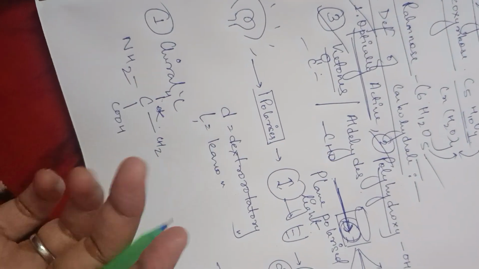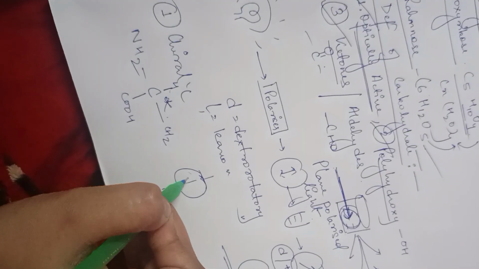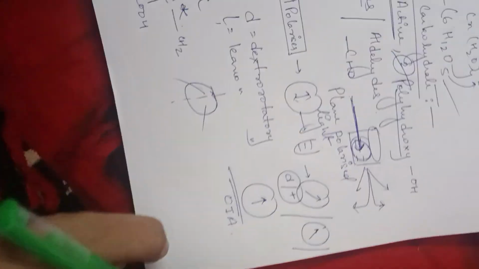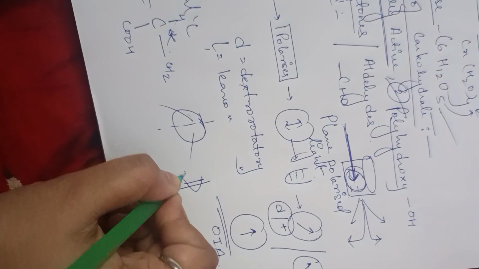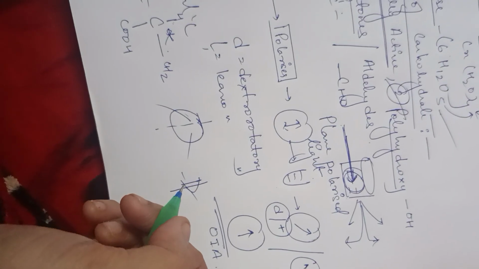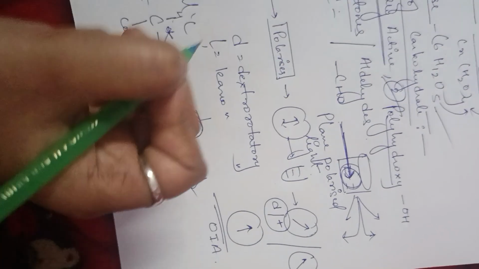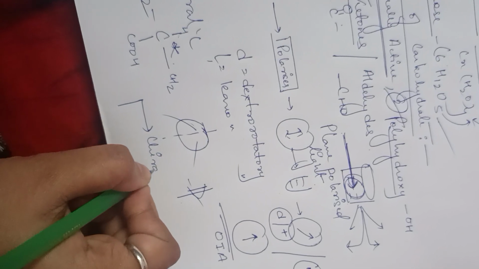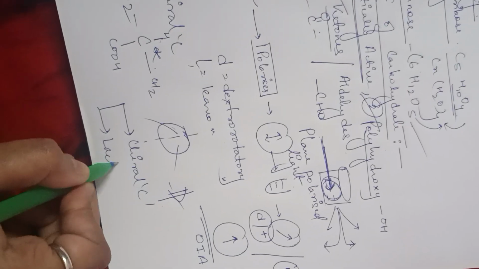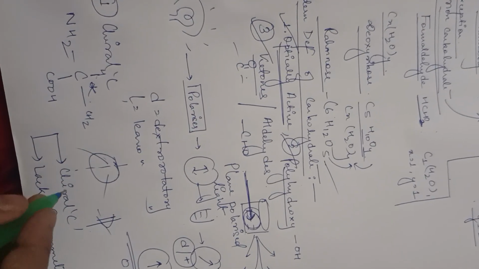Then there is lack of symmetry. If I draw the letter O, you can divide it; this side is the same as that side. So this is optically inactive because it has symmetry. But if I divide D, there is lack of symmetry. So how can you say a compound is optically active? When it has a chiral carbon, and when there is lack of symmetry, no symmetry. This is what is called optical activity.